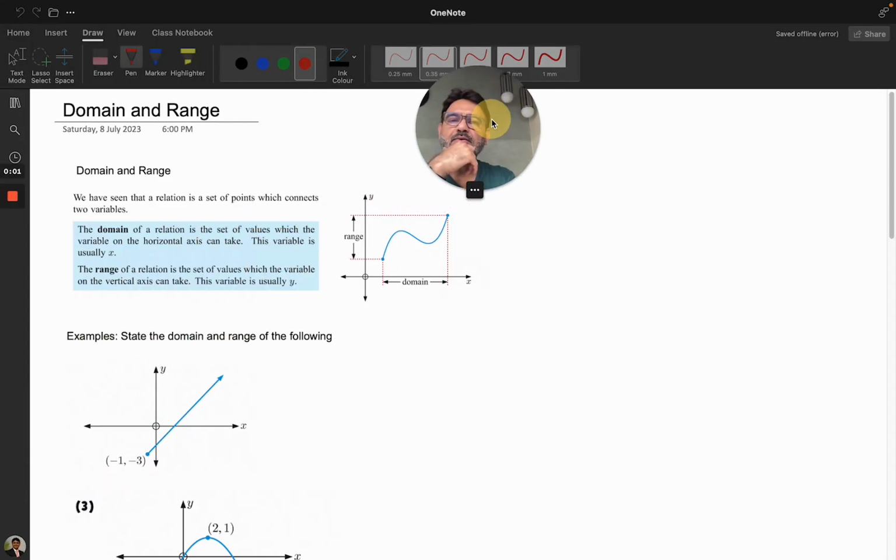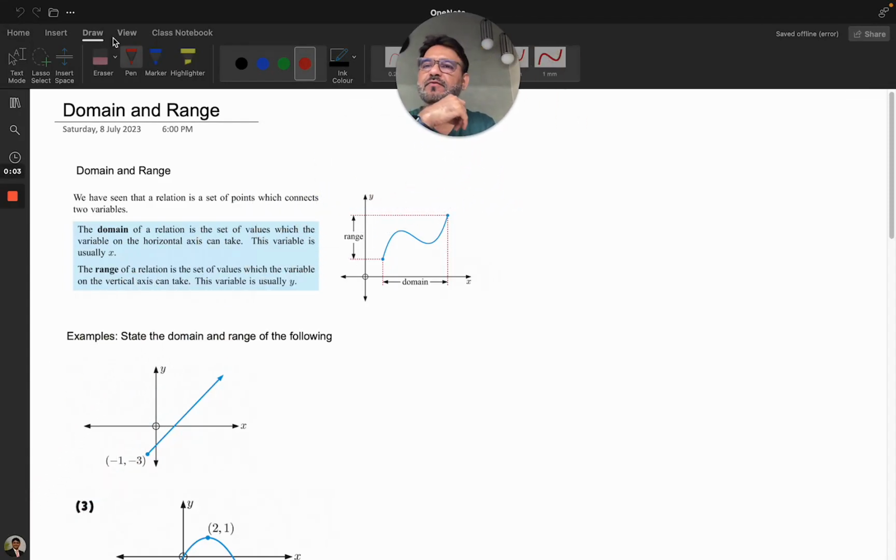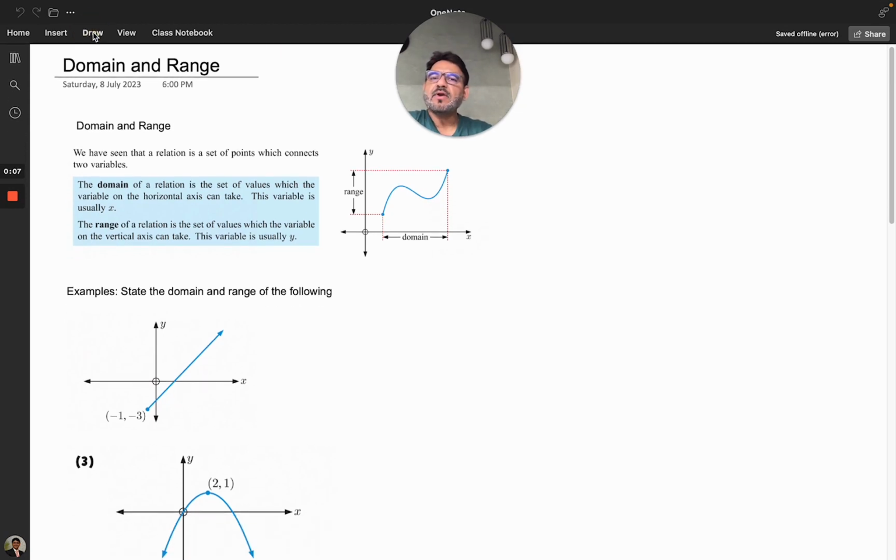Okay, now this video looks at how to find a domain and range of a function or a relation. Okay, now what exactly is domain? So here if you look at the formal definition of domain, we have seen that relation is a set of points which connects two variables. It connects x with y. The domain of a relation is a set of values which the variable on the horizontal axis take.